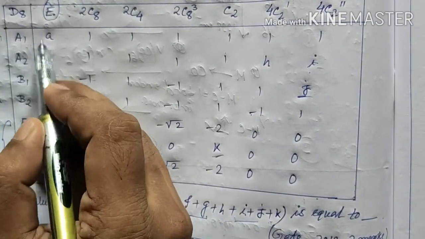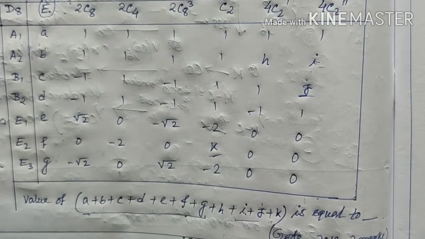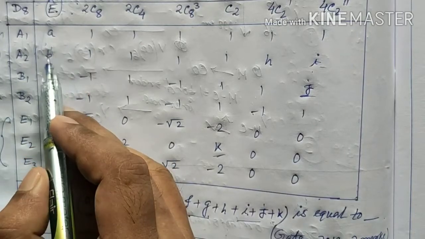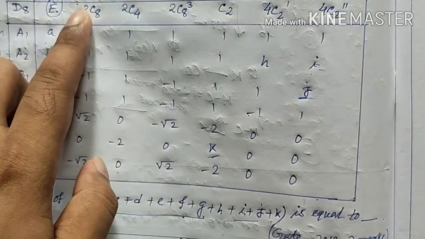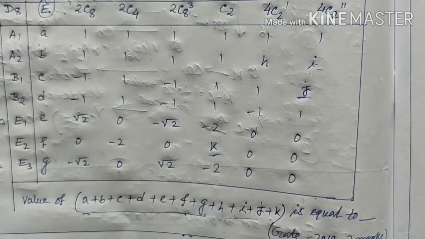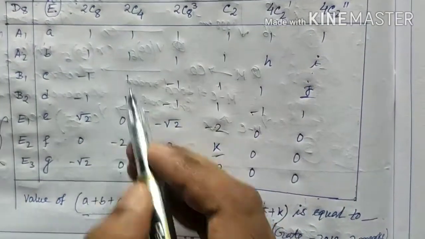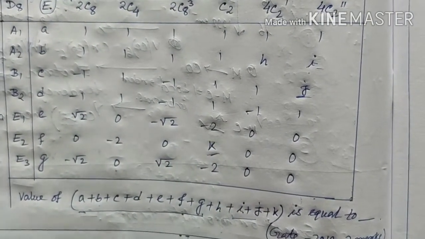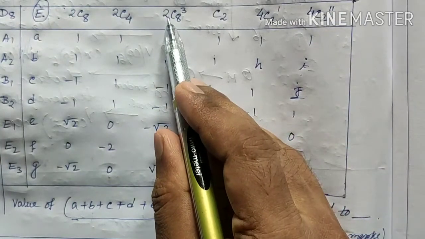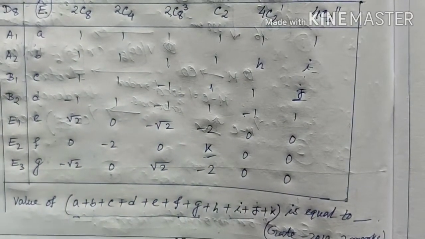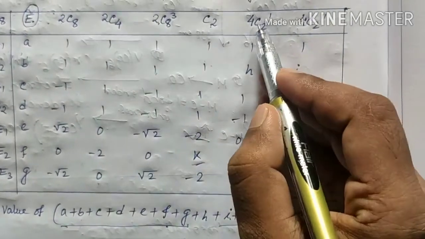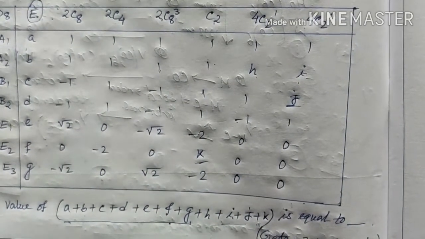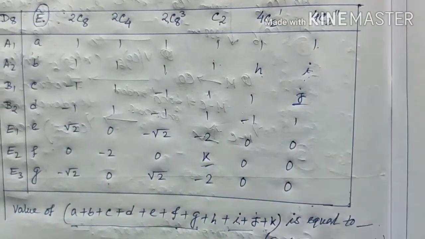So we can apply this theorem for A1 and A2. If we sum up the characters of these two irreducible representations, I am putting the values of a and b also: that is 1 into 1 plus 2 into 1 into 1, then 2 into 1 into 1, next similarly 2 into 1 into 1, in this case 1 into 1, in this case 4 into 1 into h, and in the last case 4 into 1 into i.